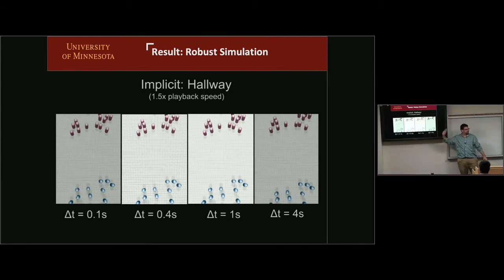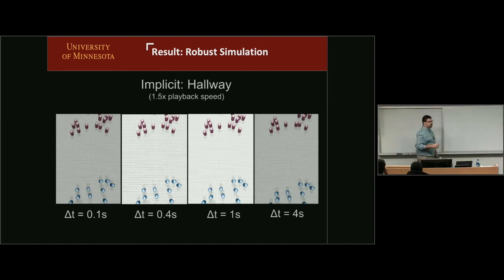So here, we get everything we want. It's completely provably collision-free, but the cost for this is it's centralized. I have to plan explicitly over all robots simultaneously. And I can do this even with thousands of robots in a few milliseconds, maybe 100 milliseconds. So it's not a computational bottleneck, it's a philosophical one.